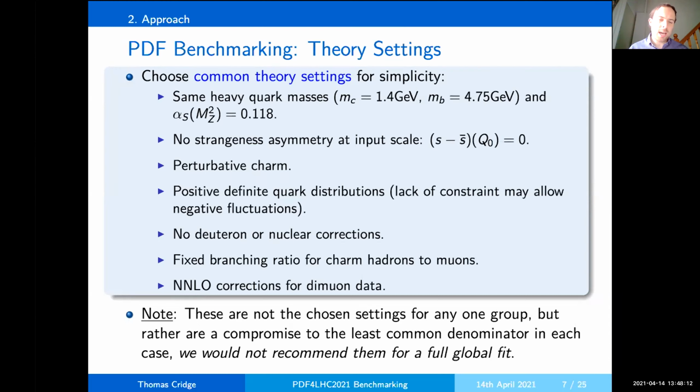And I should note at this stage that not only the reduced fit data sets, but also these common theory settings, they're not the chosen settings for any one group, but they're rather a compromise to the least common denominator in each case. And so we really wouldn't recommend them for a global fit, but they are very useful for this benchmarking. So if we move on.